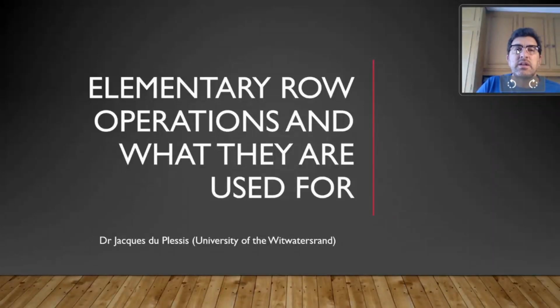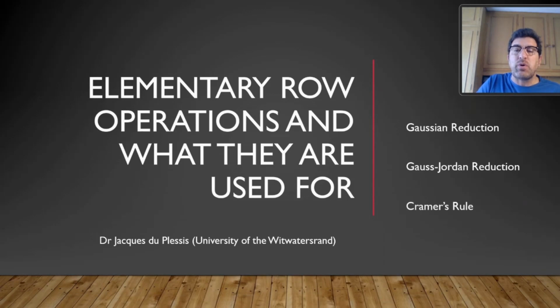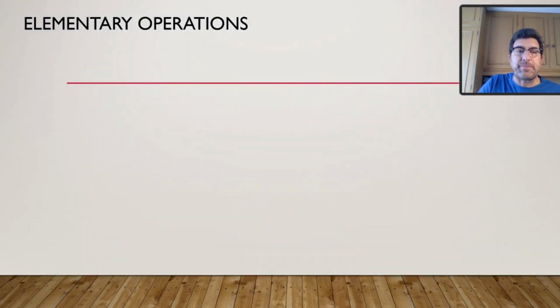Okay, the section that we focus on in this video is the elementary row operations and what they are used for in matrix algebra. We will learn about the following important ideas: Gaussian reduction, Gauss-Jordan reduction, as well as Cramer's rule for solving systems of equations. Let's see how this works.